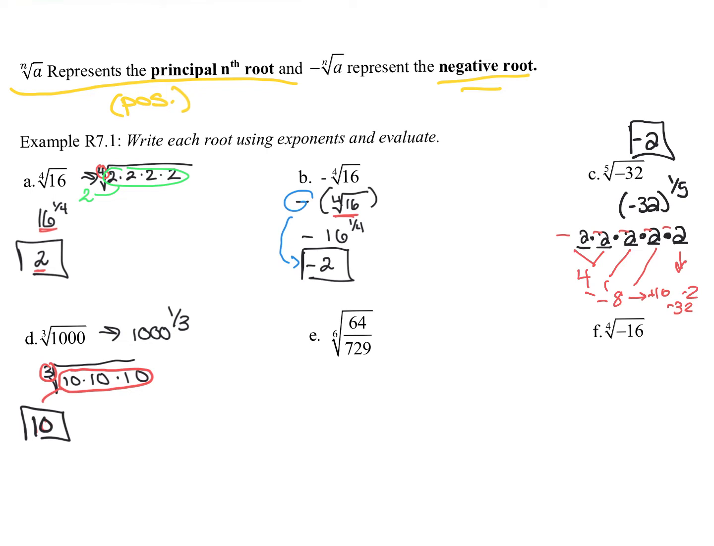For letter E, we're going to rewrite this and put the root on top. So I'm going to take the 6th root of 64 on top over the 6th root of 729 on bottom. The 6th root of 64 is the same thing as saying 64 to the 1/6 over 729 to the 1/6. The sixth root of 64 is 2. And the sixth root of 729 is 3.